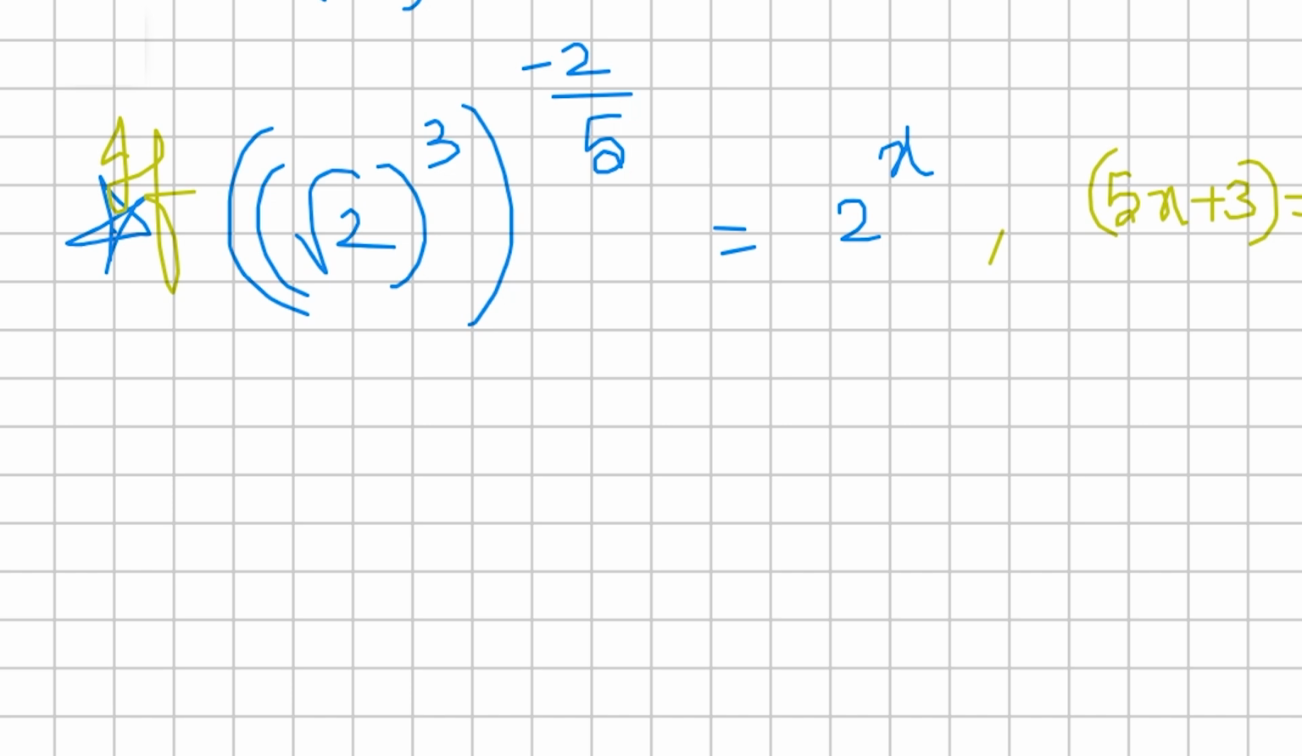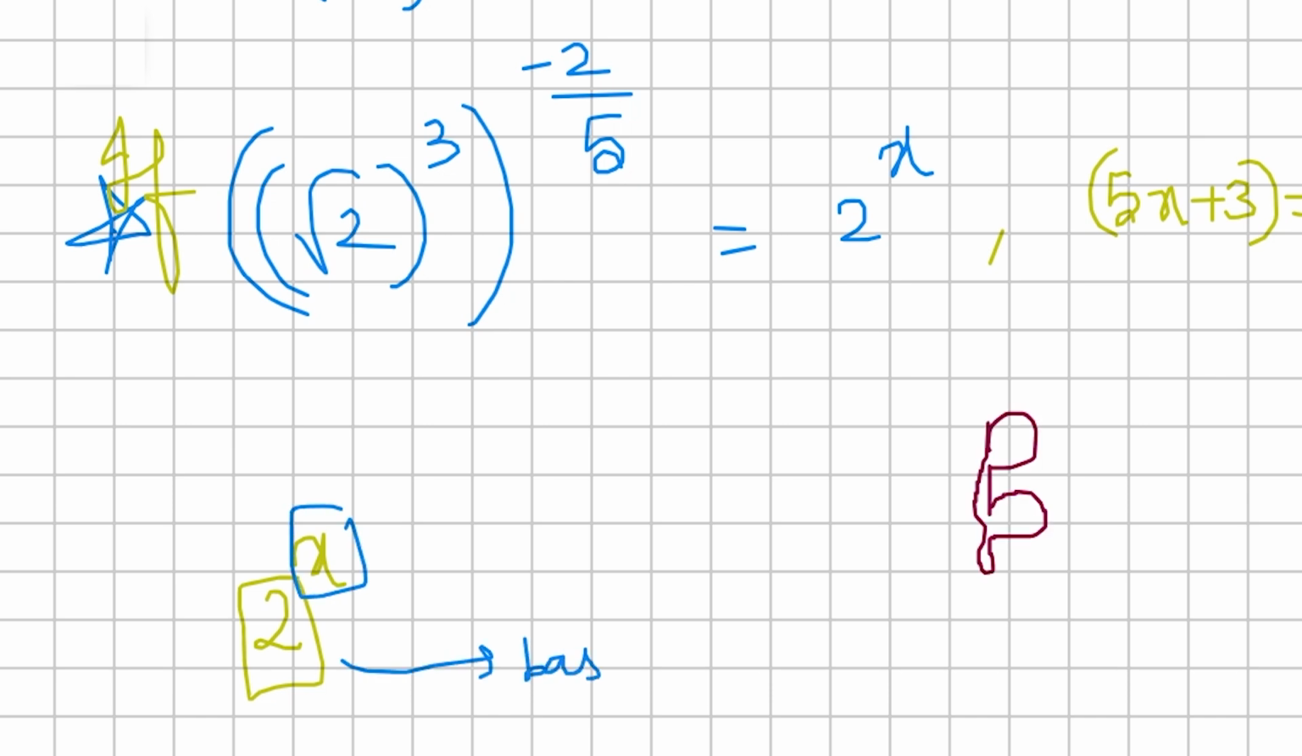Wait, I'm actually confused. Let's say if I write 2 to the power x, what is this 2 called? We have a name for that. The 2 is a base. Base. And x is? The power. Exponential base.